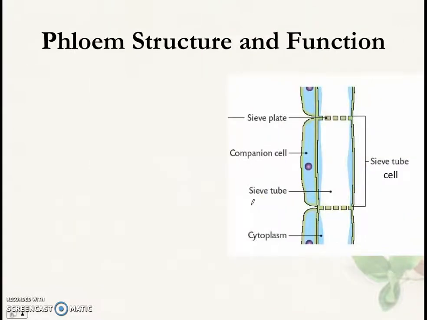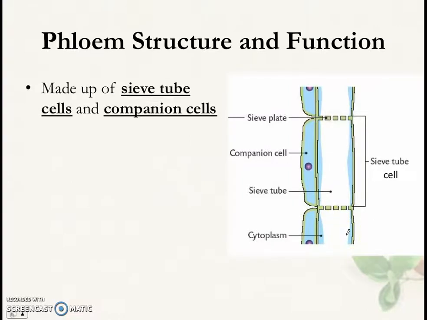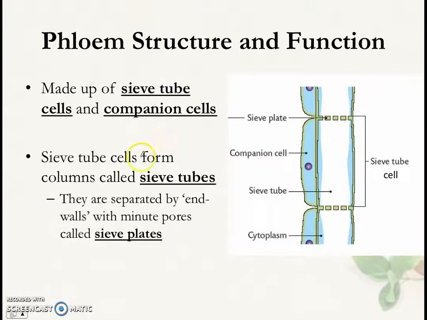So here's the diagram again. You can see the sieve tube cell, the sieve tube, the companion cells, the sieve plate, and you'll realize that sieve tube cells have this very thin layer of cytoplasm. So as mentioned, phloem is made out of sieve tube cells and companion cells. The sieve tube cells join together to form a column called sieve tubes, and these sieve tubes are separated by walls which have little pores in them called sieve plates. So that's the basic structure of the phloem.